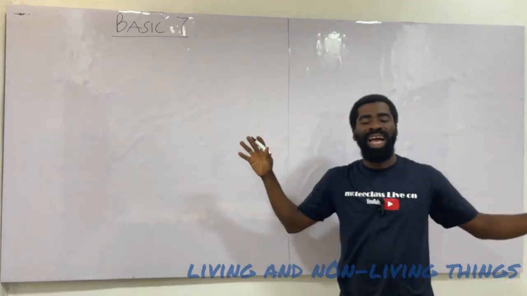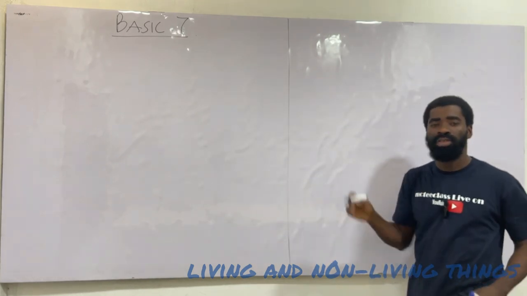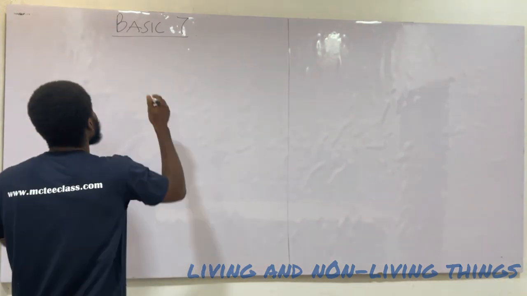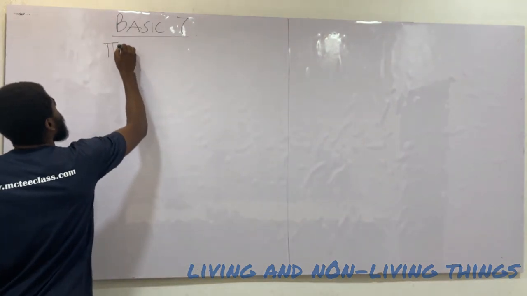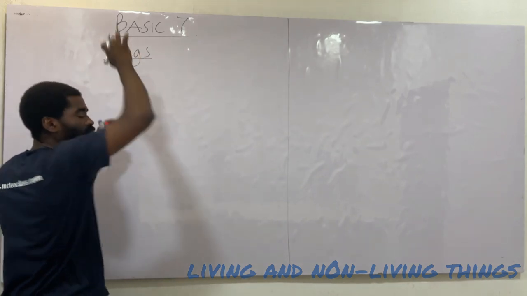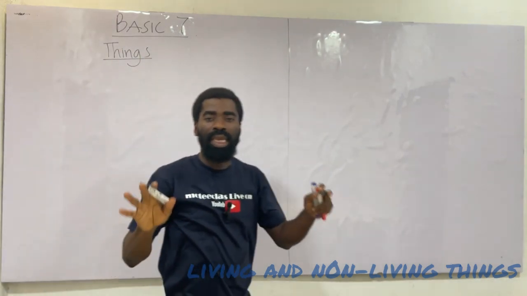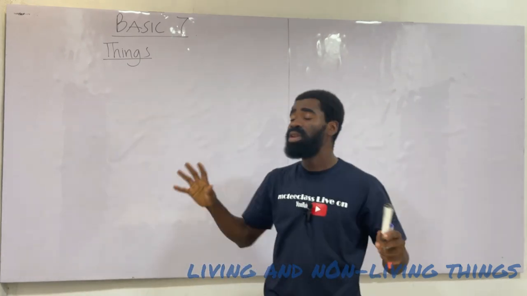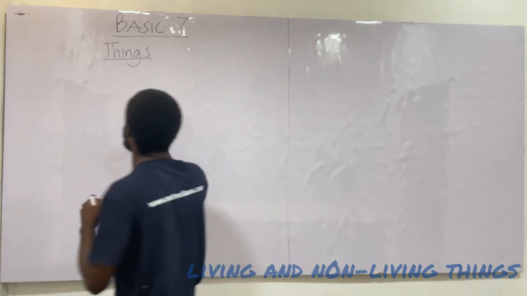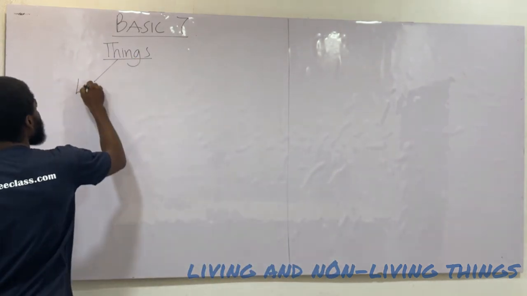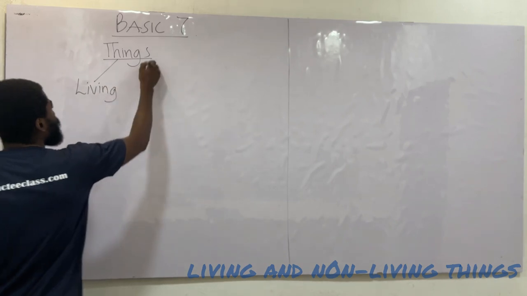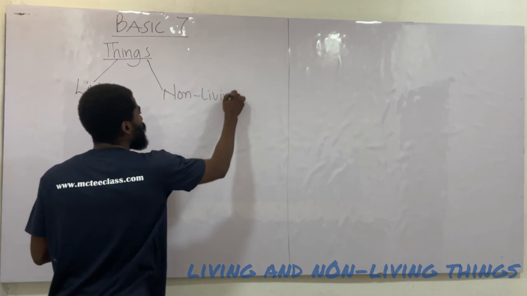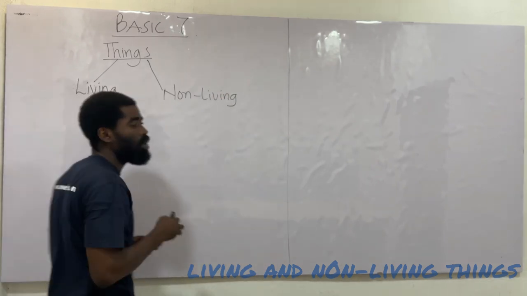Now, if we look at this vast universe, there are so many things in this universe. All these things can be grouped into what? Into two. All the things we have in the universe, all that you see, can be grouped into two. These things can either be living, or non-living. Either be living or what?